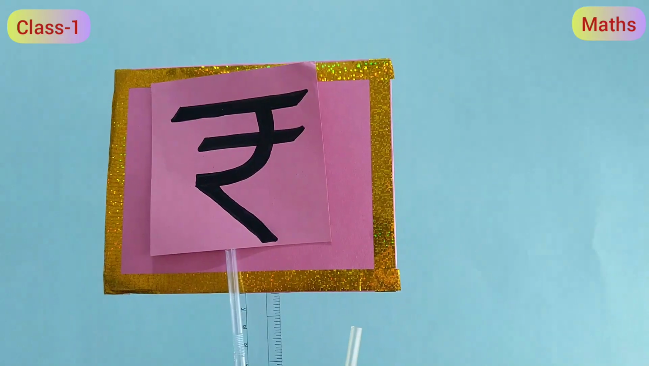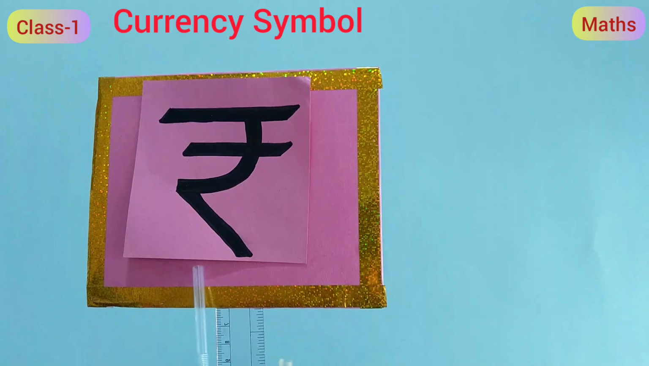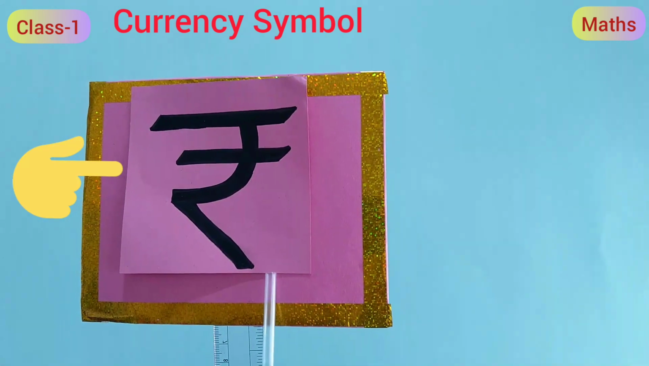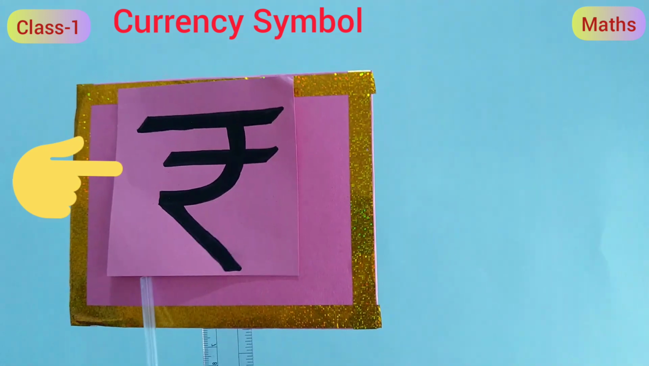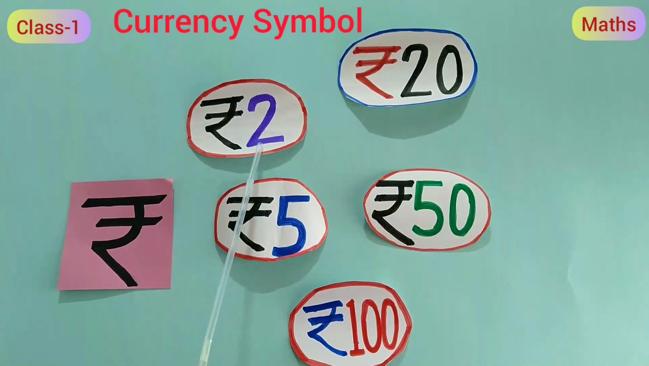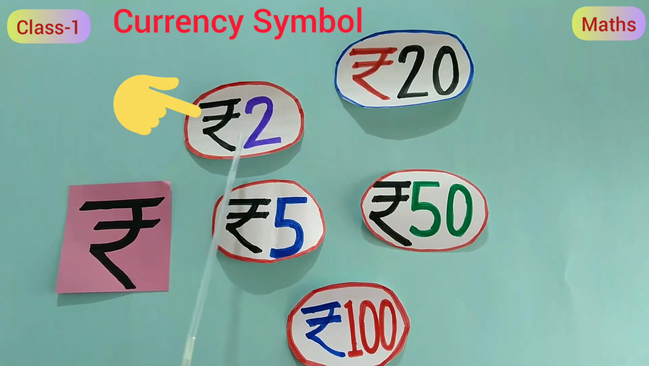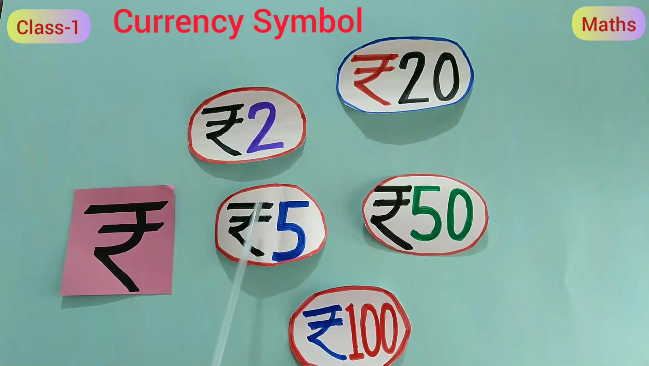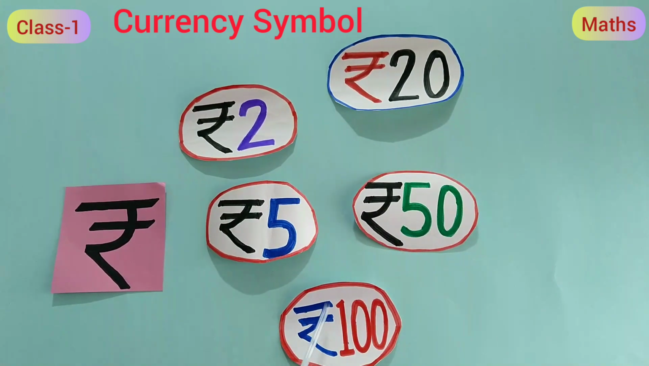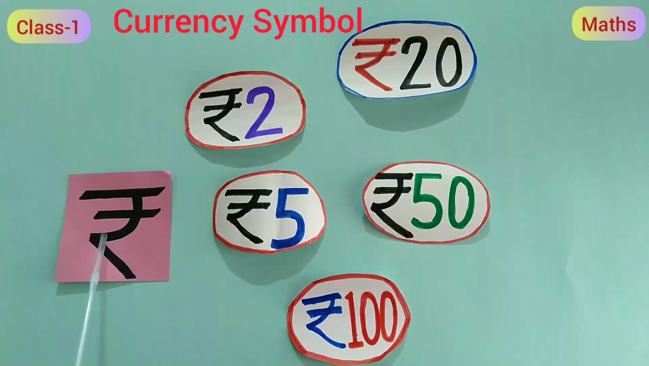Dear students, each country has its own currency symbol to represent its money. In India, this symbol is used to represent money in rupees. Students, always remember to use this symbol before the value of money to represent our currency, like rupee 2, rupee 5, rupee 20, rupee 50 and rupee 100. This is our currency symbol.